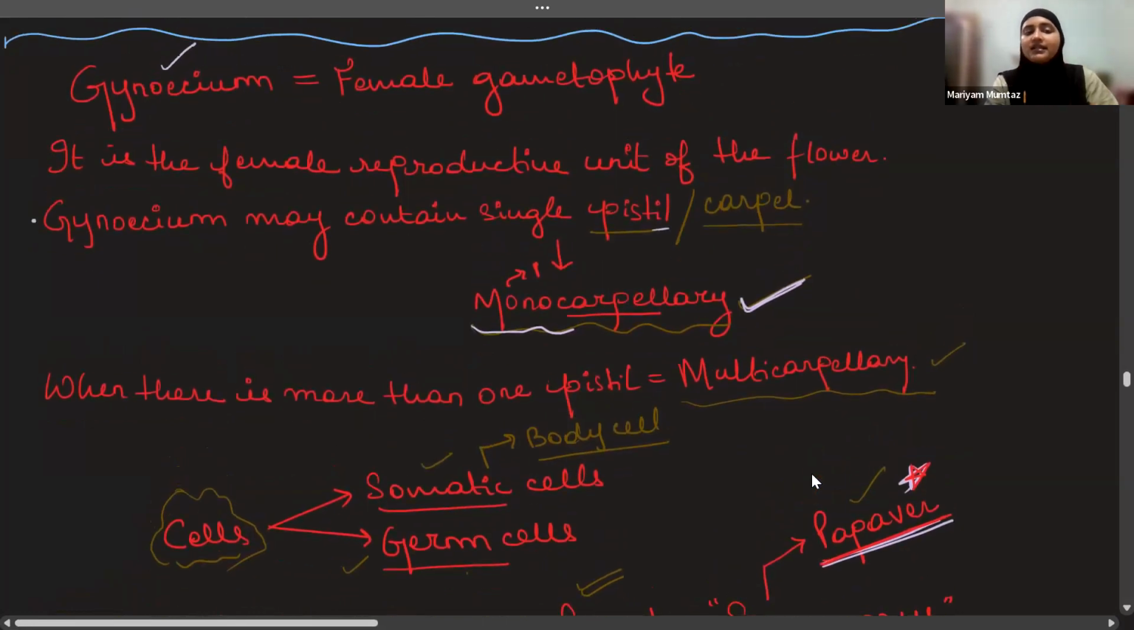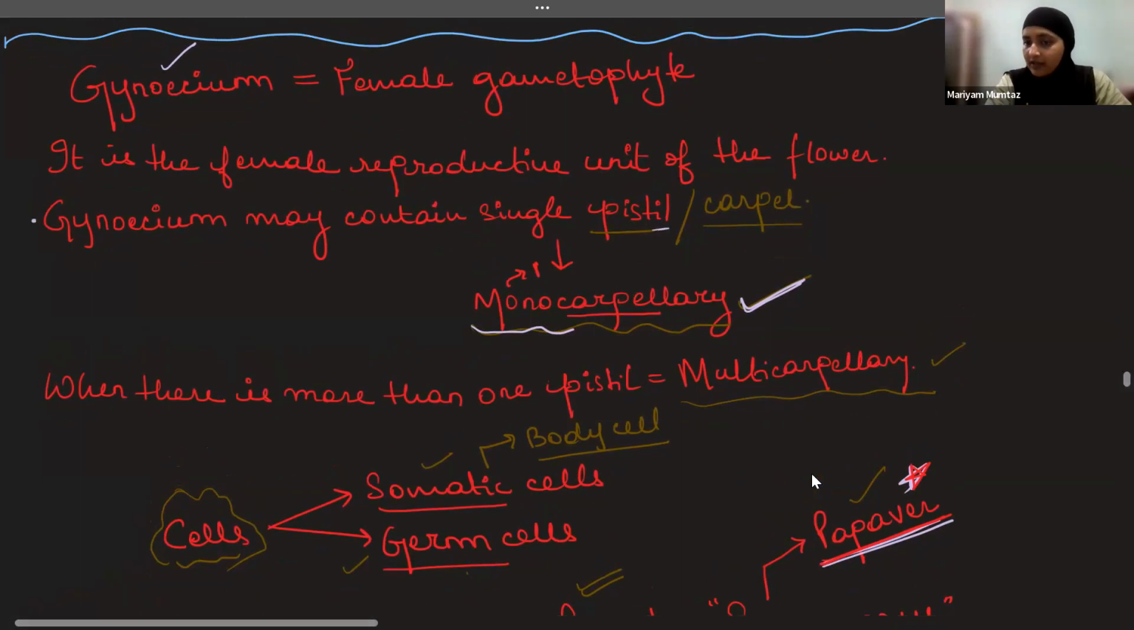Okay, now we have discussed androecium. What is androecium? The male reproductive part. And what is the unit of androecium? One unit of androecium is anther and filament. Anther and filament together are stamen. So stamen is made up of anther and filament. Now we'll talk about the gynoecium, that is the female reproductive part, and the unit of the gynoecium is pistil or carpel.